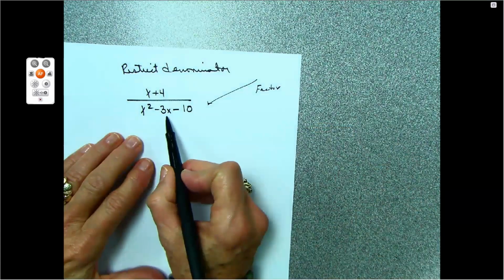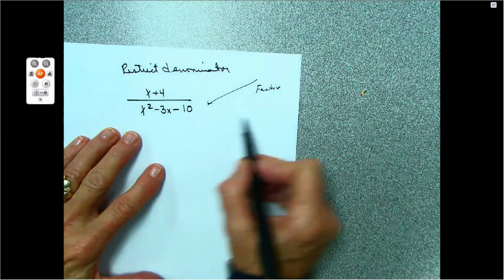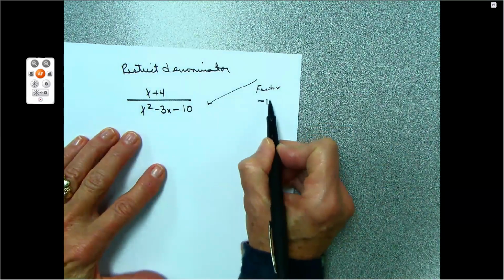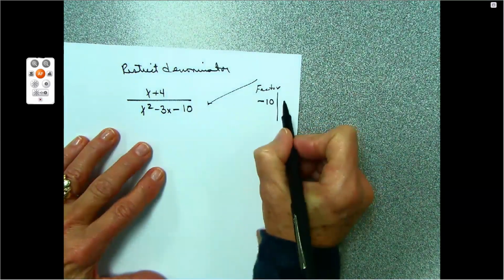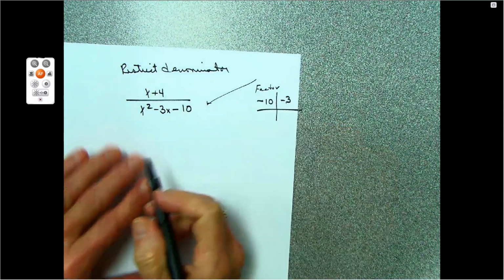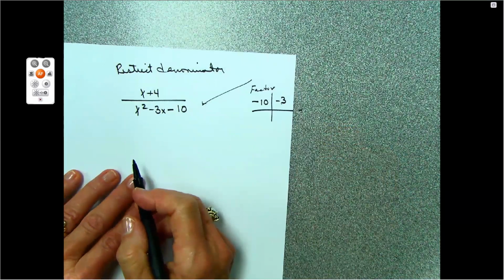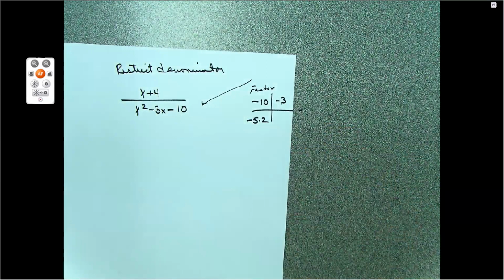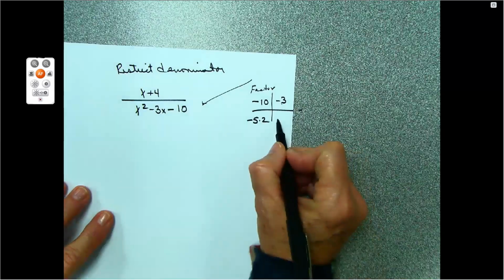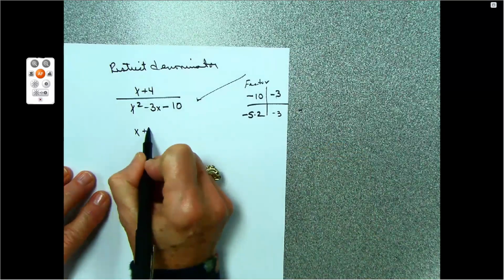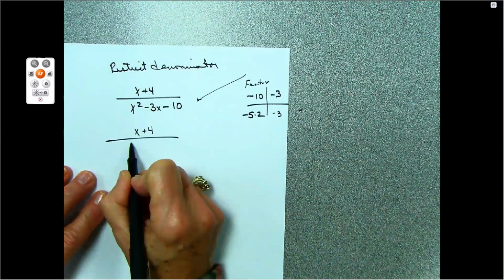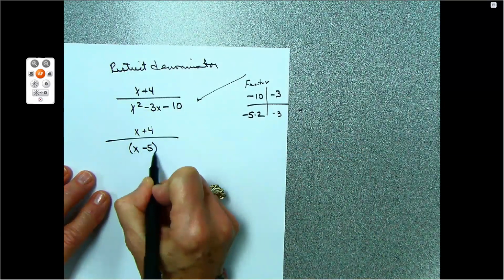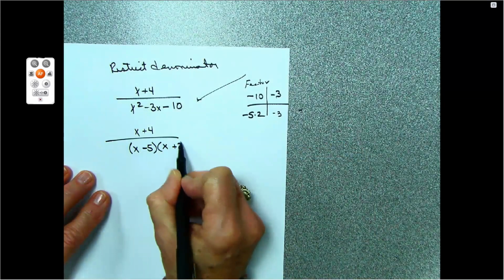So factoring. 10 is not a perfect square, so we have to go to our factor table and find factor pairs of negative 10 whose sum is negative 3. Negative 5 times 2 is negative 10. Adding negative 5 plus 2, I get negative 3. So (x + 4) divided by, I'm going to factor, (x minus 5) times (x plus 2).